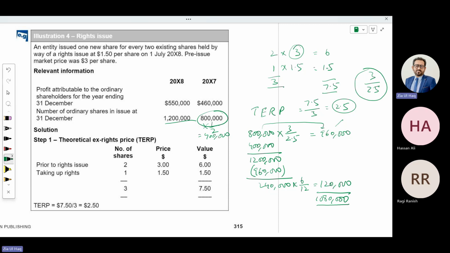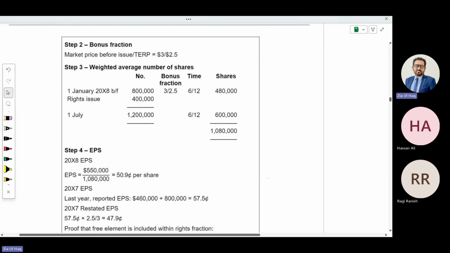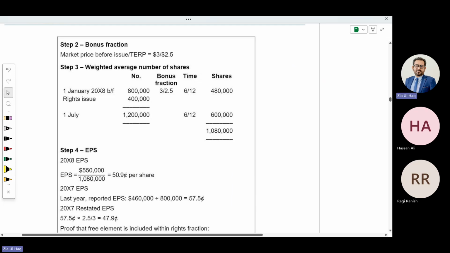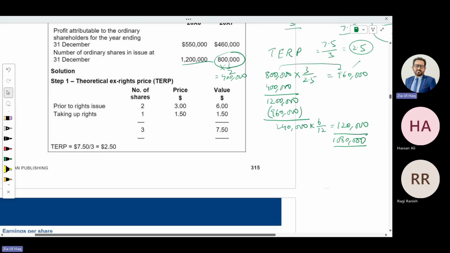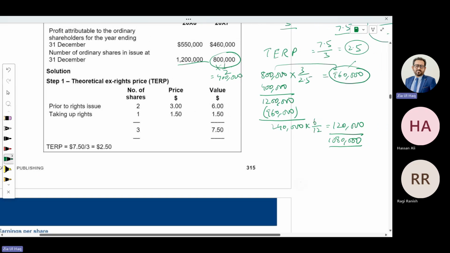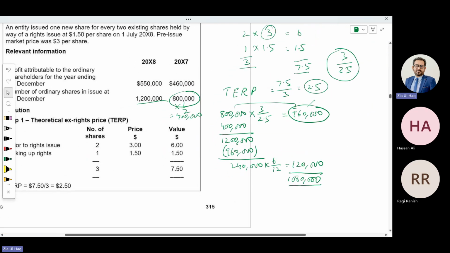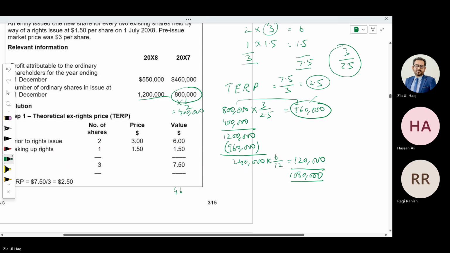So we need to calculate EPS for 20x7. How much is the earning for 20x7? 460,000. How many shares at the start of the year with the bonus issue? 960. So 460 divided by 960, what is the EPS for 20x7? 47.9 cents. And what is the EPS for 20x8? 550 divided by 1080. What's that?